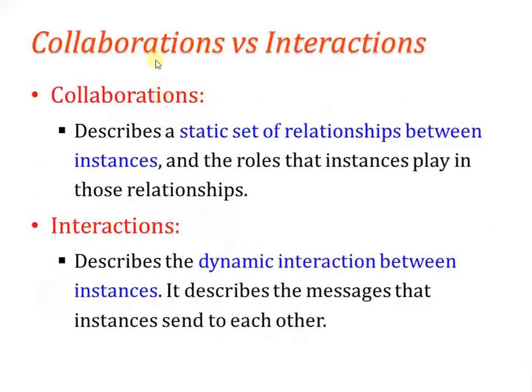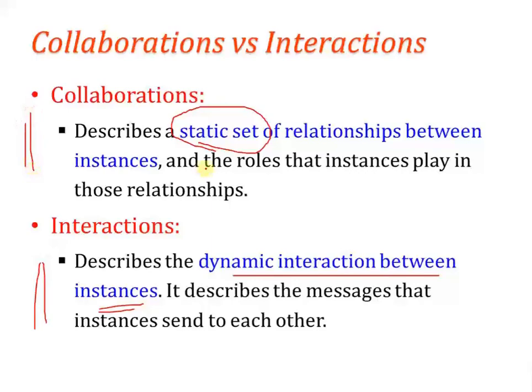What is the difference between collaborations and such interactions? Collaboration shows the static set of relationships. It does not say at which time particular messages are transmitted. It says that throughout the project, these are the set of objects which have some set of relationships. That is the static set of relationships between the instances, demonstrated here. But the interaction diagram shows the dynamic interaction between the instances. It describes the messages that each and every object sends to the other object. So this is always dynamic and time dependent, but the collaboration is always static, which never changes based on time.